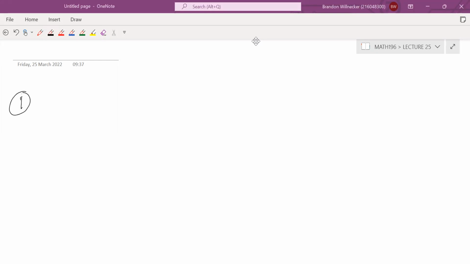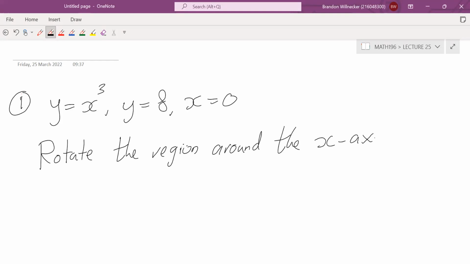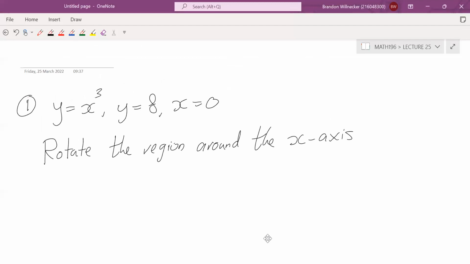Okay, so we have the following 3 curves. We have y is equal to x cubed, y is equal to 8, and x is equal to 0. Okay, so these 3 curves are going to give us some enclosed region, and we want to rotate the region around the x-axis. Okay, so let's just do a little sketch of this, and then we can use the shell method.